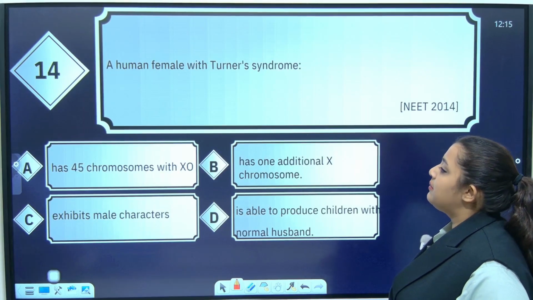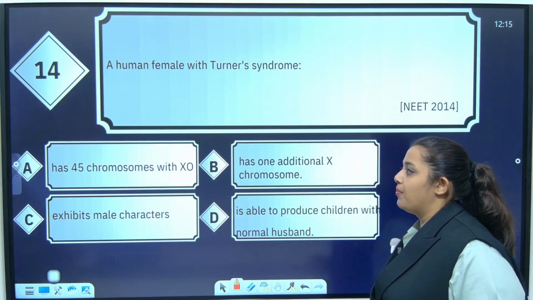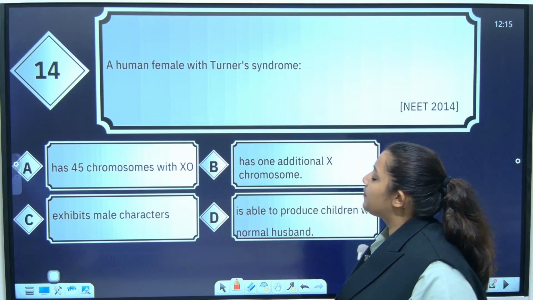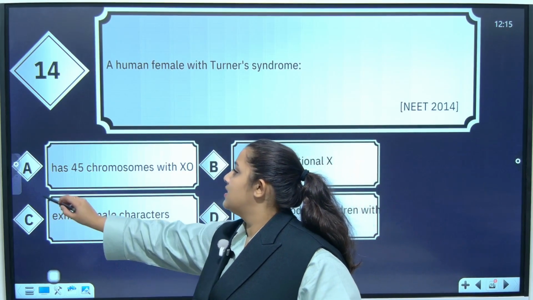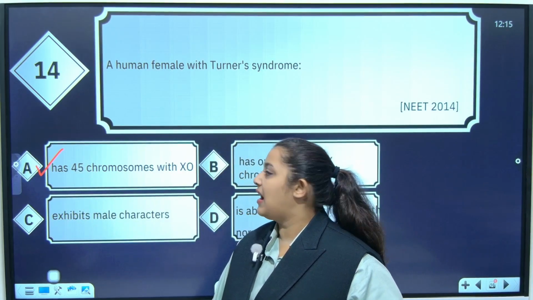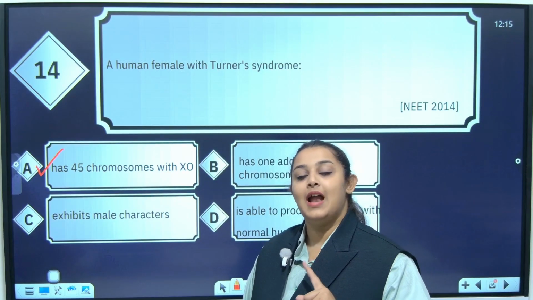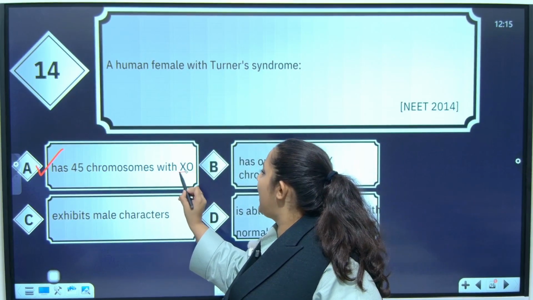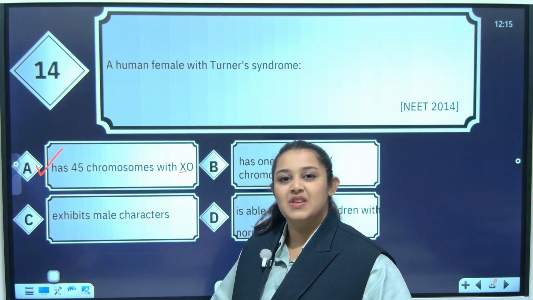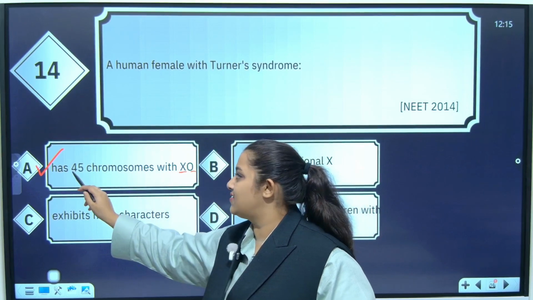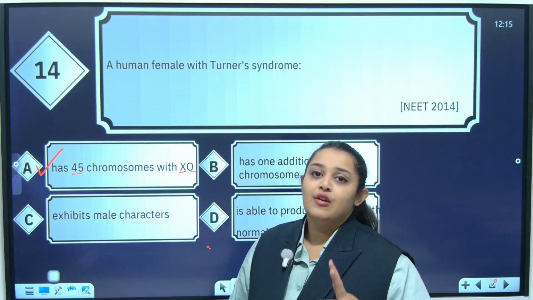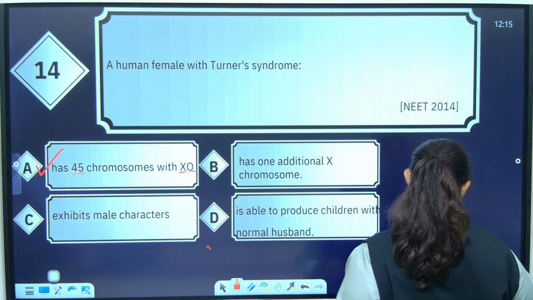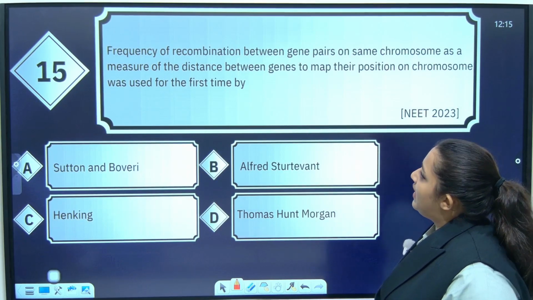A human female with Turner syndrome. What is Turner syndrome? In this case, the person has 45 chromosomes with X and O. Why is this known as a female? Because it has one X chromosome, but the second is missing. O means it is missing. That is why instead of 46, it has 45. So please pay attention. A is the correct answer. Let's go to the next one.